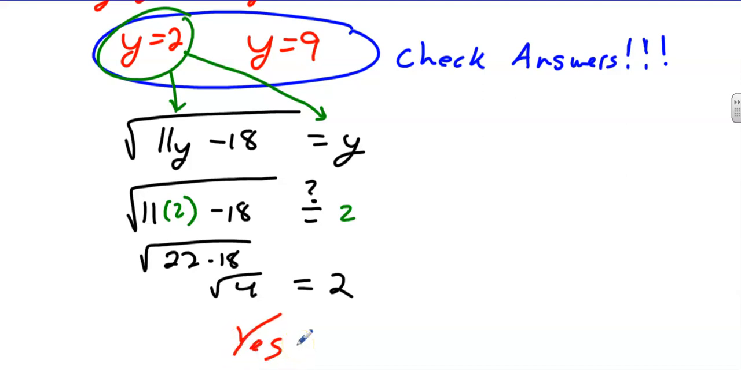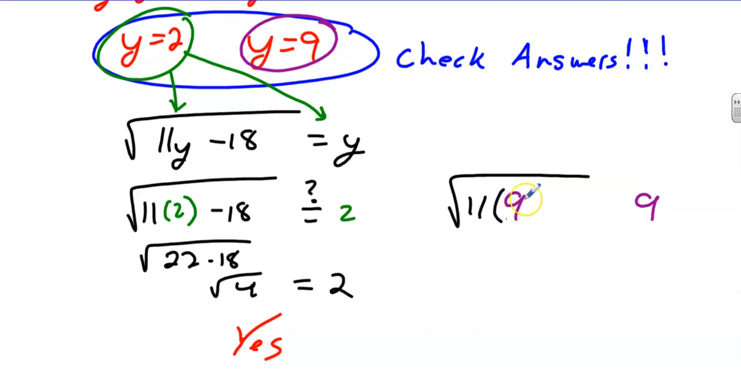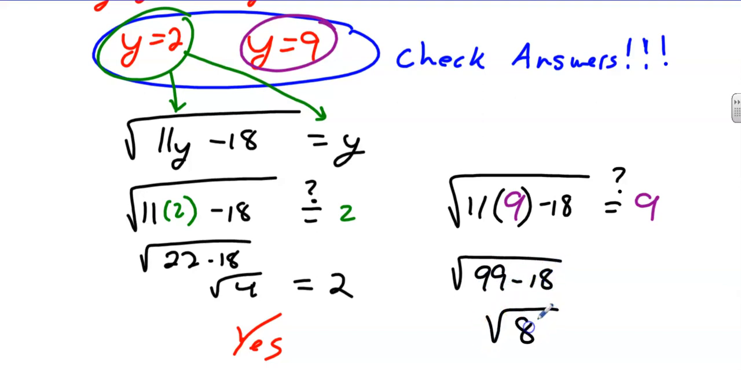Okay, we'll do the same thing. This time we're going to use the 9 and plug it back in. Square root of 11 times 9 minus 18. Again, the question mark is, does that equal 9? It's 99 minus 18. That is the square root of 81. Square root of 81 does equal 9, so that one checks also. So both answers work, so both answers are good to go. So it is 2 and 9 for the 2 answers we're looking for.